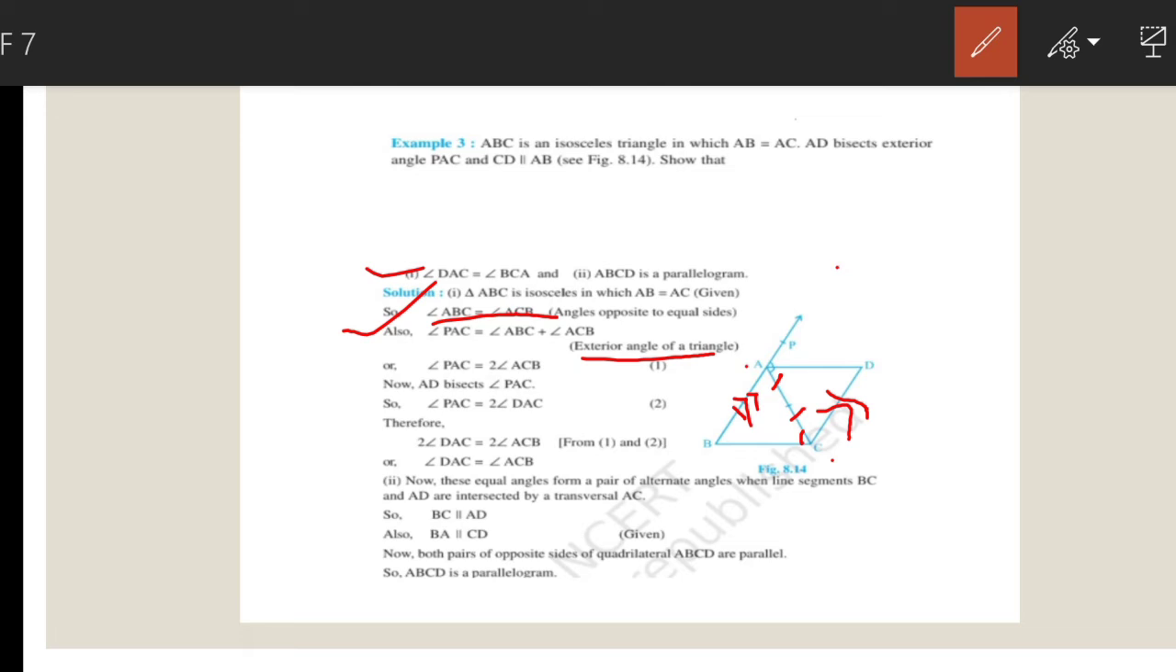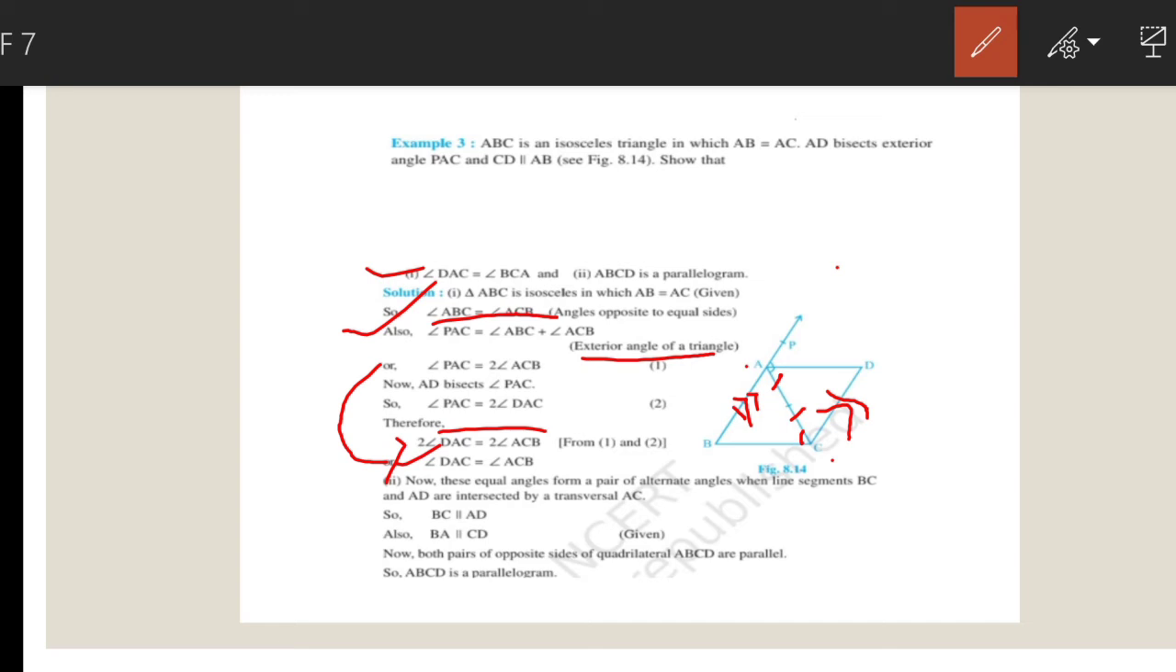Now AD bisects angle PAC. So we can say PAC is equal to 2 DAC. Since AD bisects PAC, PAC can be written as 2 DAC. Therefore 2 DAC is equal to 2 ACB. From the previous line, we can write 2 DAC is equal to 2 ACB. Hence the 2 and 2 cancel, so we can write DAC is equal to ACB. So it is proved. Now the second part is ABCD is a parallelogram.